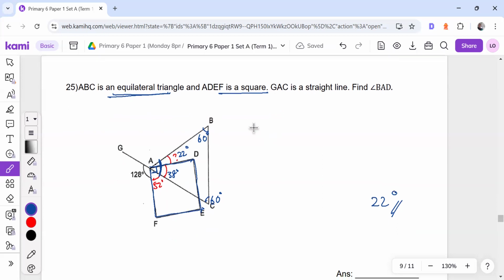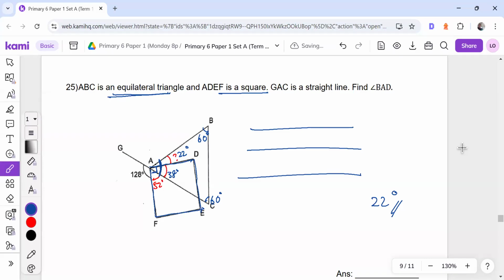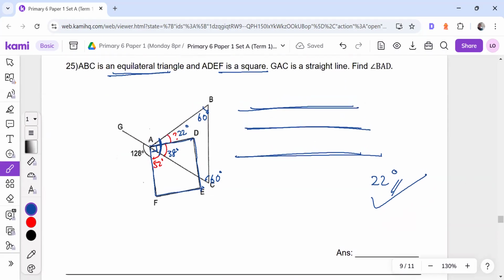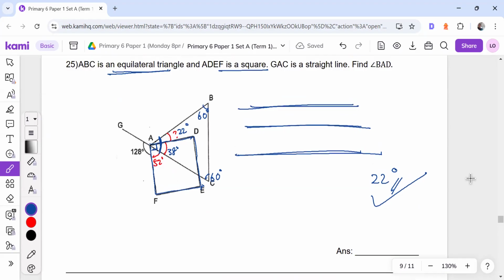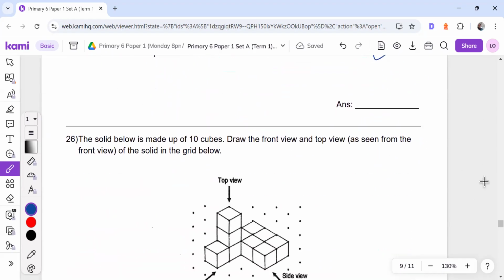And do I need to write equations? Paper 1, no need. Okay, paper 1, you just get your answer, put the number inside, quickly get the answer, and then move on to the next question. Paper 2, you will need to write your equation because you get the method marks. All right, paper 1, you have 1 hour. No time for you to write too many things. You have to quickly get the answer and go to the next question already. All right, question 26.